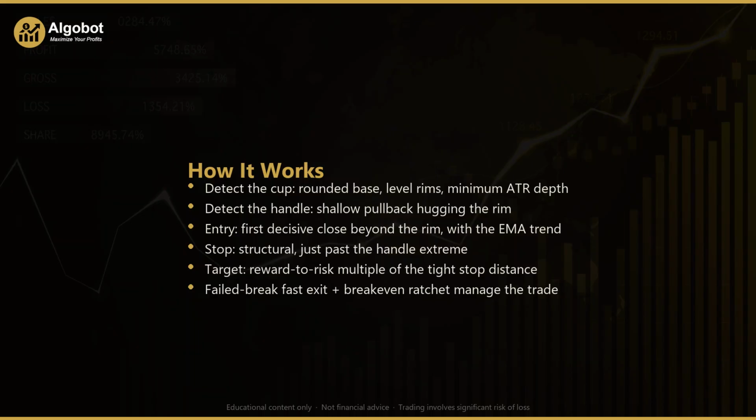Risk management is where the design really shows. The stop loss is placed structurally, just past the handle low, minus a small stop buffer of 1/4 ATR. Because the handle sits right under the rim, that stop is tight and pattern defined. The take profit is set as a reward to risk multiple of that stop distance, a default of 2-1. If a later bar closes back inside the rim, the break is judged to have failed and the trade is closed immediately. And once price runs 1 ATR in favor, the stop is ratcheted up to the entry price. The short side mirrors all of this using an inverted, rounded top cup.